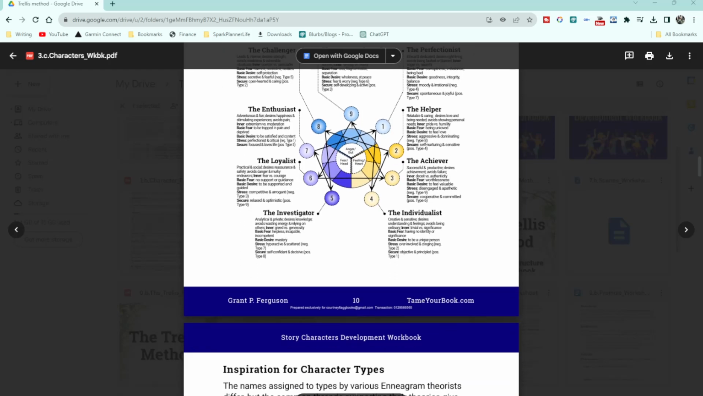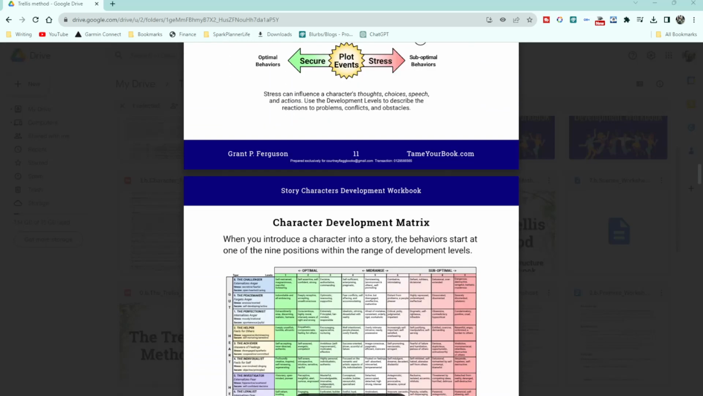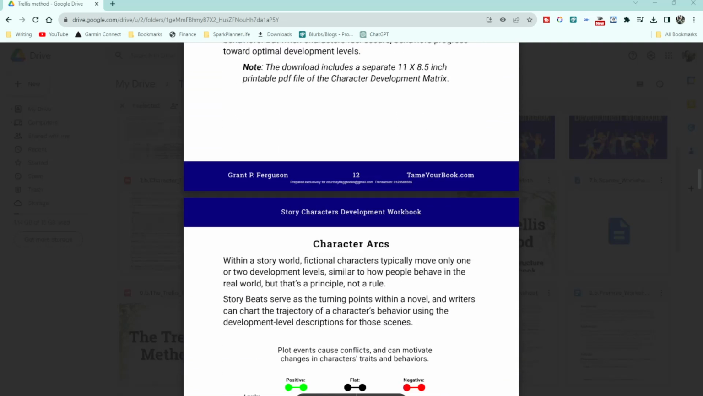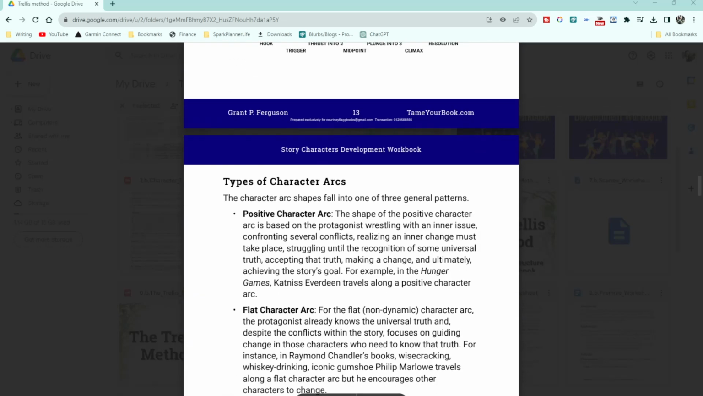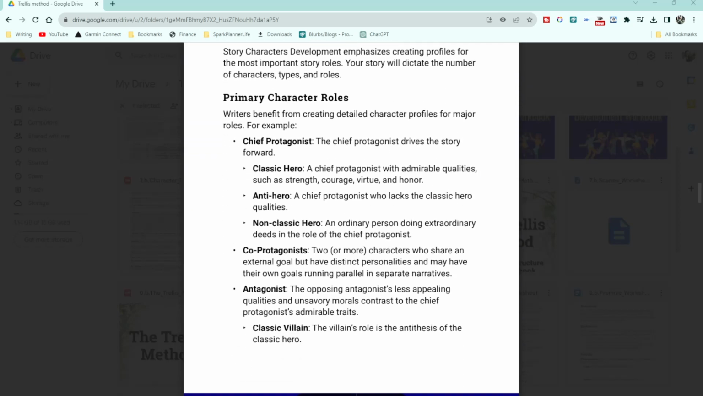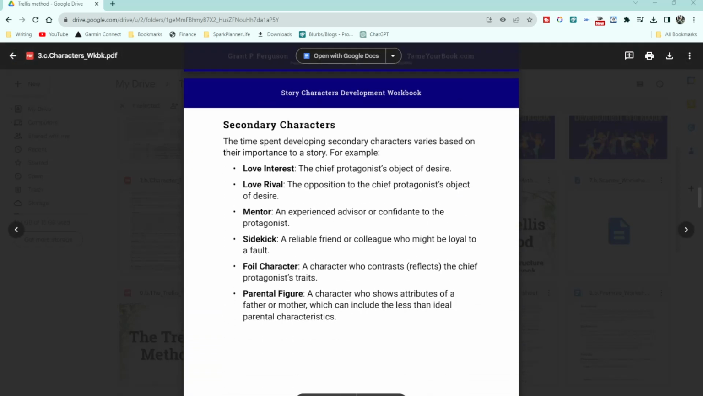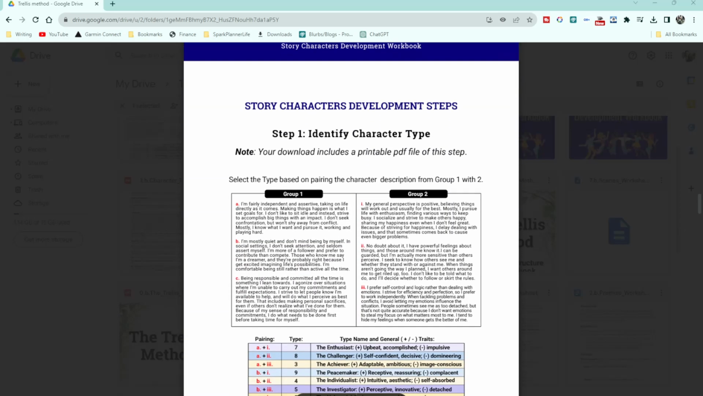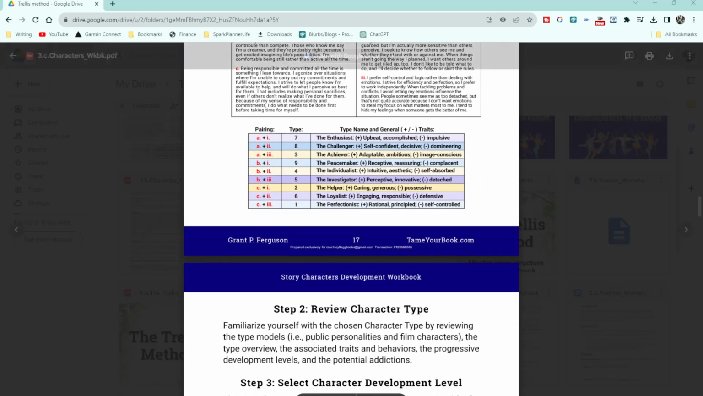This workbook is packed full with all these nitty-gritties of character, and there's so much to go over, like the primary roles and secondary and how to identify them. As much as I want to discuss all that, I'm still learning it, and I feel like I'm not the best person to teach it at this time. So we're just going to go over the basics of what I do for my character.